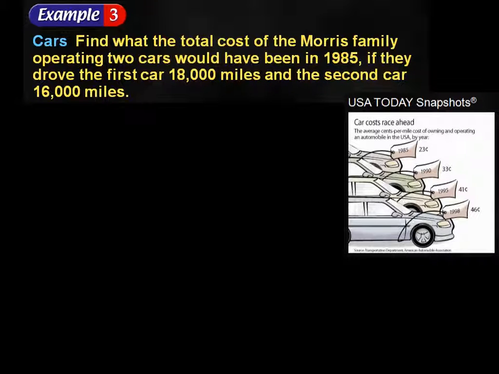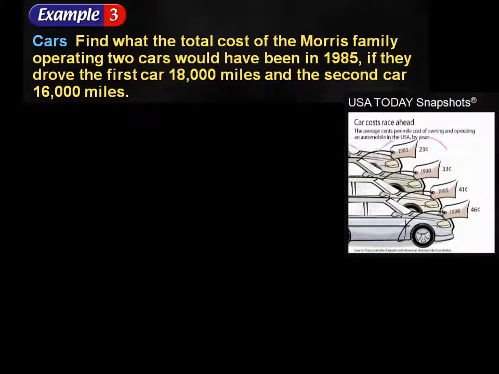Now we're going to solve this problem using the distributive property. We could have done it a different way using the method 2 approach, but this lesson is on the distributive property, so we're going to do it that way. They want us to find what the total cost of the Morris family operating 2 cars would have been in 1985 if they drove the first car 18,000 miles and the second car 16,000 miles.